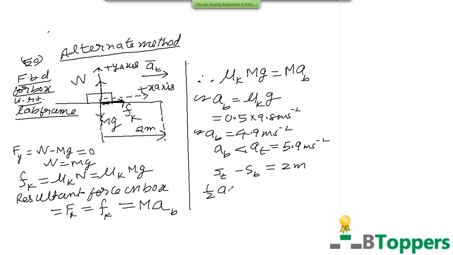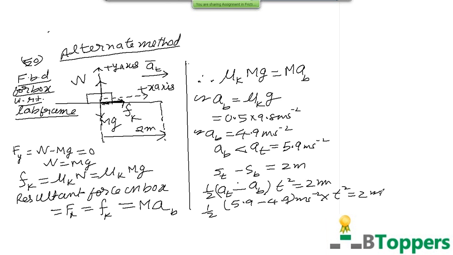The magnitude of displacement of the table is equal to half into the magnitude of acceleration of the table into t square. The magnitude of displacement of the box is equal to half into the magnitude of acceleration of the box into t square. Now you can substitute the magnitudes of accelerations of the table and the box and simplify it yourself. You get the same answer again. If you want to copy down this alternate method also, you can copy it down and complete the calculation yourself.